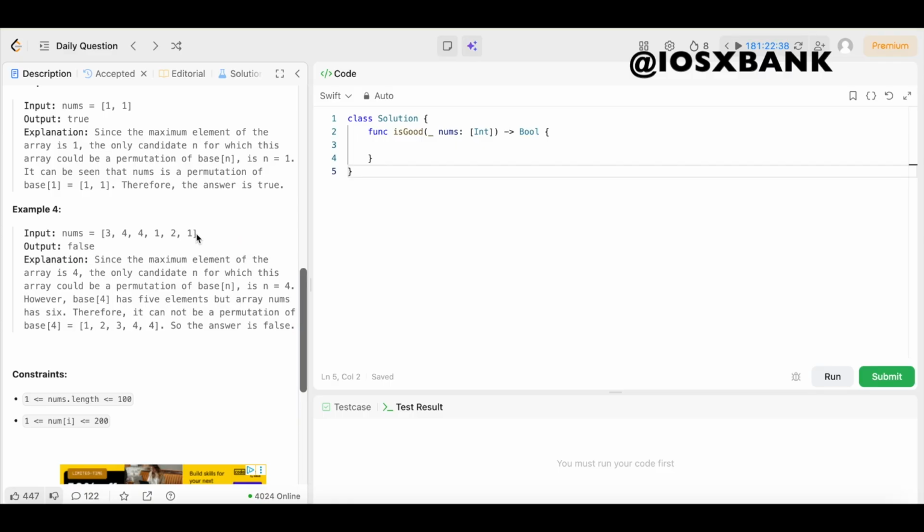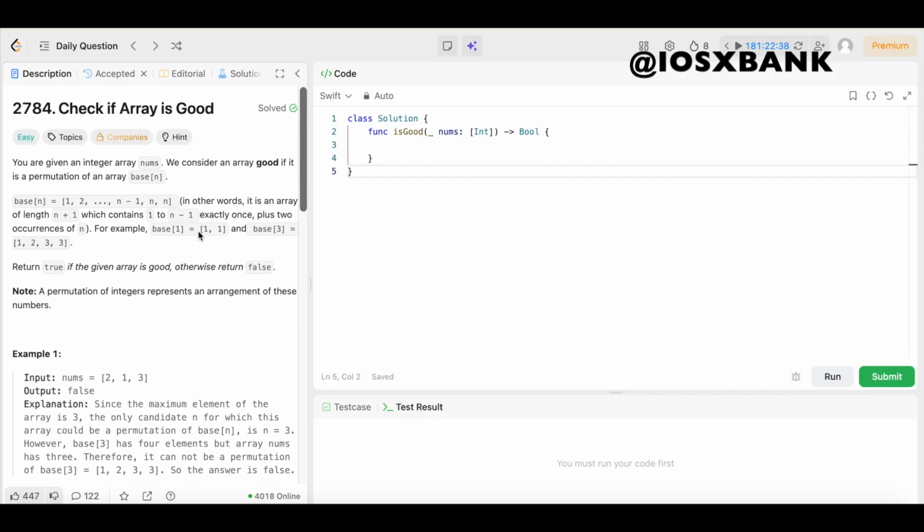So as you can see, once again, the largest integer in this array is 4. So that's how we know we're working with base of 4, right? Boom. So since we're working with base of 4, that means the array should have 5 elements. But this array has 1, 2, 3, 4, 5, 6. So we already know it's not a good permutation because it has 6 elements. It has 2 1s. It should not have 2 1s.